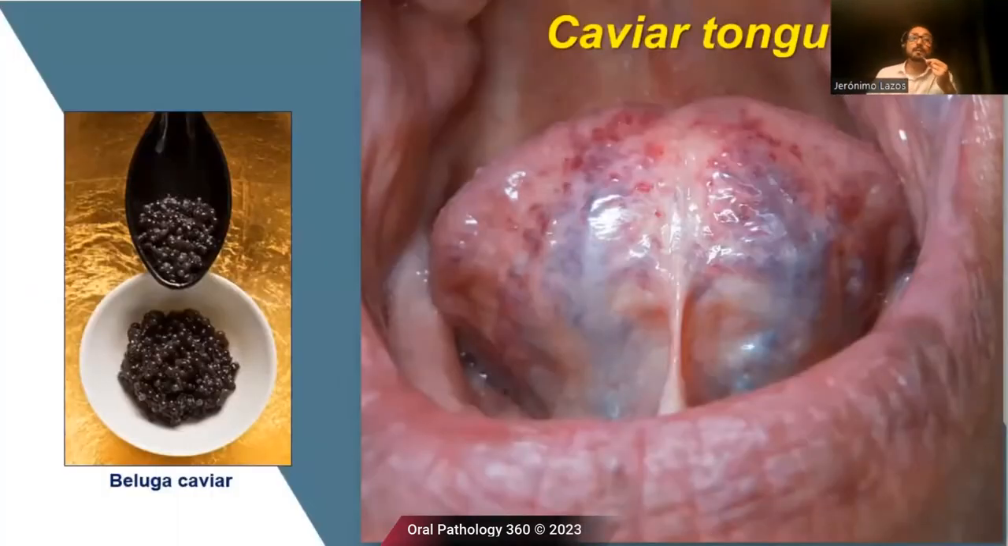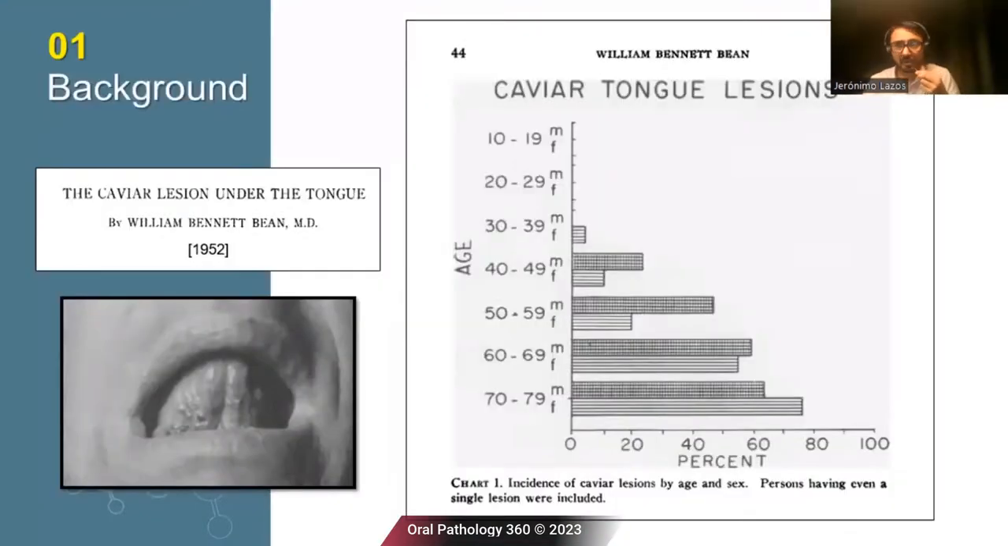Caviar tongue is a widely used name to describe oral varicosities, and it has been given to OB because of its typical feature of multiple round little masses of purplish blue color, as we can see here in the picture, and resembling the salt-cured roe or eggs from the beluga cetacean. As you can see, the similarity is quite good.